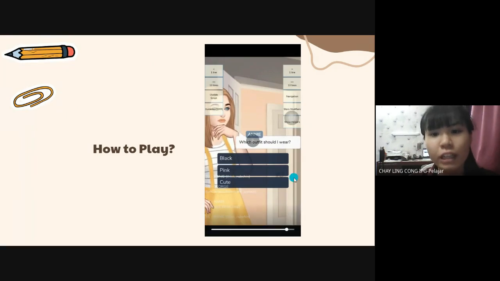Basically they can play with it, and they also have interactive time, not just focusing on the language focus. So let's go to the next slide.